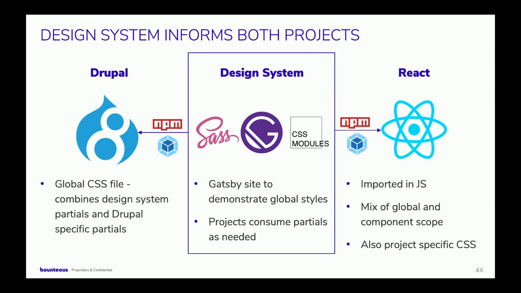And then on the Drupal side of things, at least this is typically my approach, others may take slightly different takes on this, but really we're just compiling one big global CSS file. We reference just the Sass partials from the design system that we want, and that gets all compiled together and used globally in Drupal. But it's a way that we can write these styles once, and each system can use them however they want. It's pulled in as an NPM dependency, and we're using Webpack in both of the projects to compile things together.